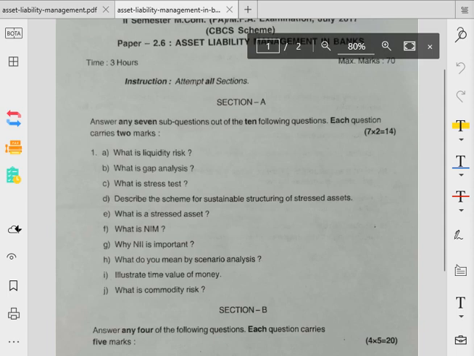Time value of money has five variables: present value, future value, the number of periods, interest rate, and payment amount.